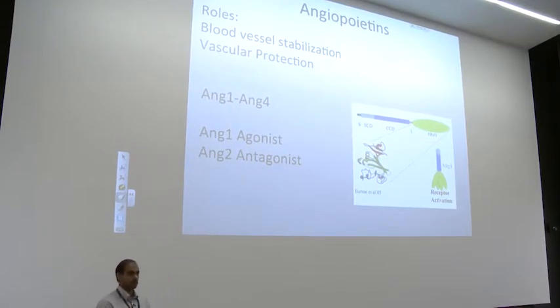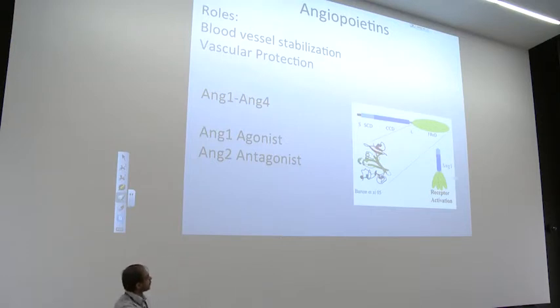maintaining a quiescent, stabilized vessel. There are 4 isoforms, or 4 types of this molecule, angiopoietin 1 to angiopoietin 4. The 2 well-characterized molecules are angiopoietin 1, which acts as an agonist. As an agonist, it acts on the cell, and the cell reacts to cause that effect. Whereas angiopoietin 2 acts as an antagonist; it blocks the effect of angiopoietin 1. I don't want to complicate things too much.